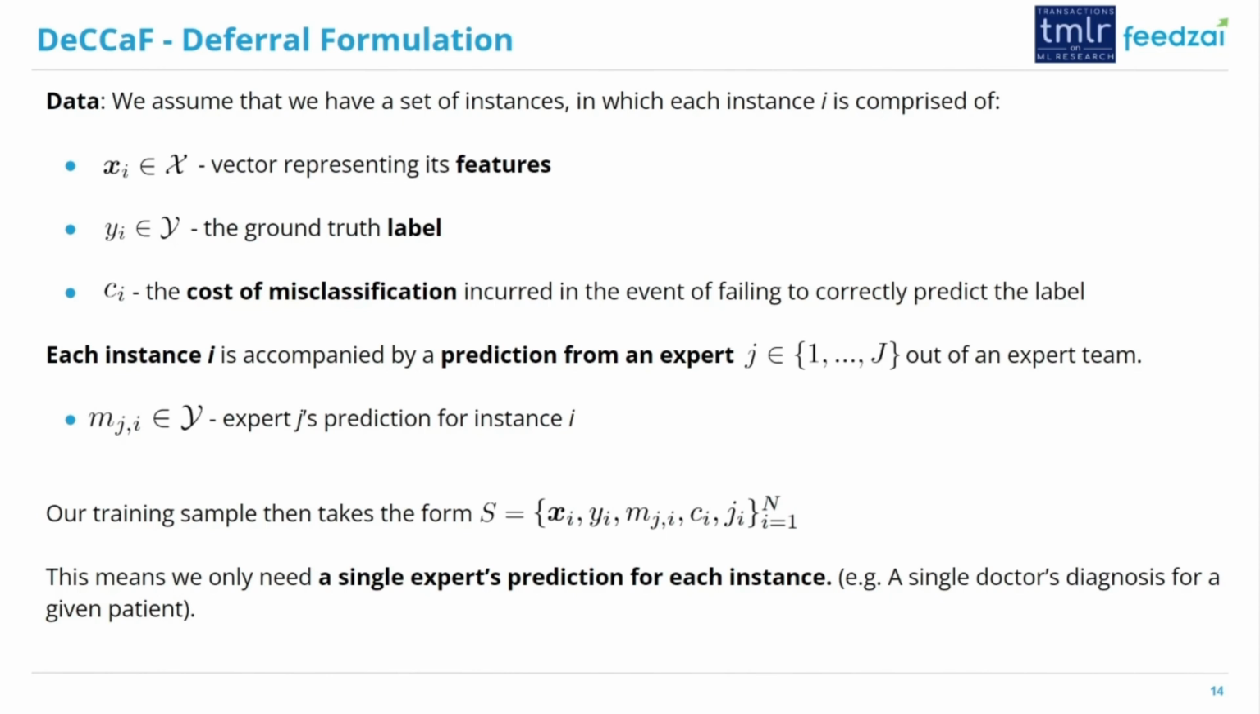Each instance i is also accompanied by a single prediction from an expert, which is taken out of an expert team, and the expert is identified by its ID, which goes from 1 to J. As such, we represent m_ji as expert j's prediction for instance i. Our training sample then takes the form S, as shown here, meaning that we only need a single expert's prediction for each instance. In the medical case, this means that we'll have a single doctor's diagnosis for a given patient, which is a much more realistic scenario.